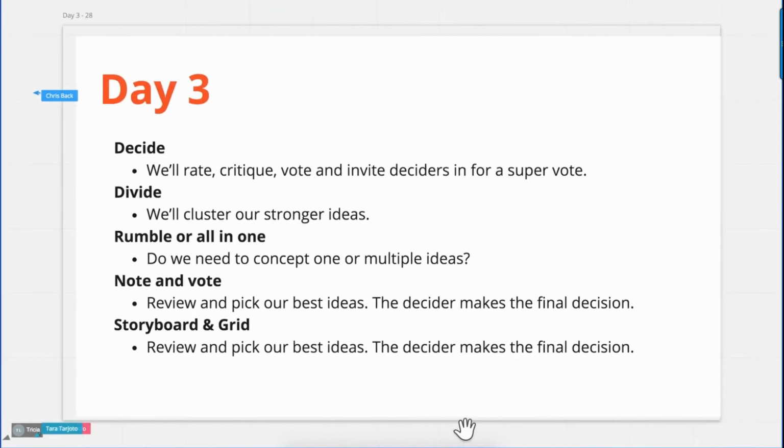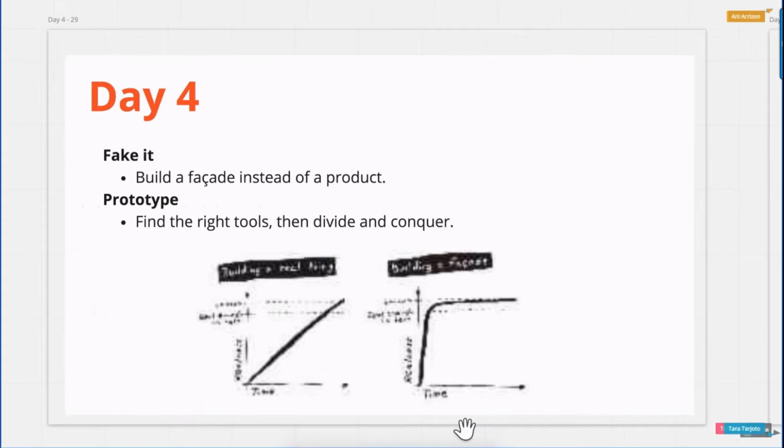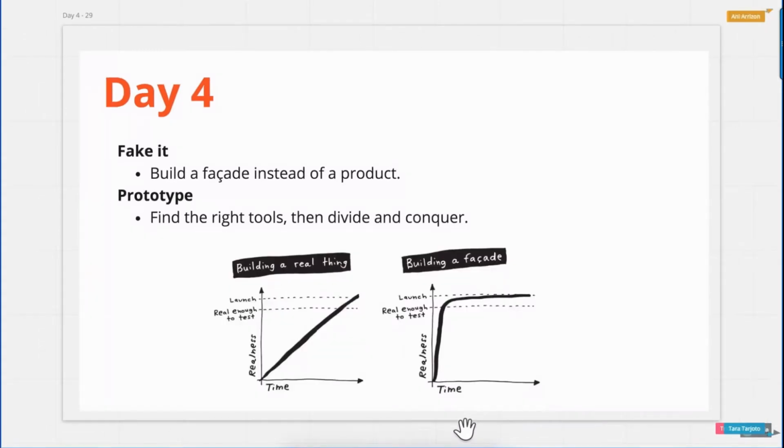Day three of our sprint is when we rate, critique, and vote around our strongest ideas. And now we have our sketches uploaded to the board. We can easily use the sticky notes and voting tools to review and pick our best ideas. On day four, we get down to building a prototype. And it's easy for the prototypers to access the winning concepts on the board, even interact through their commenting tools. And if they have a question or want to provide a suggestion, they can do that.